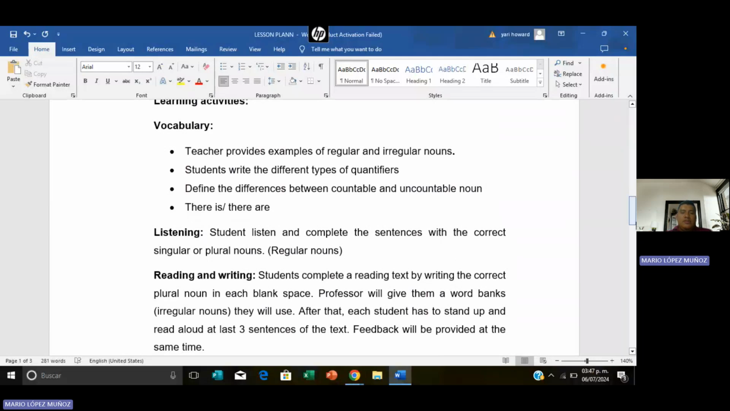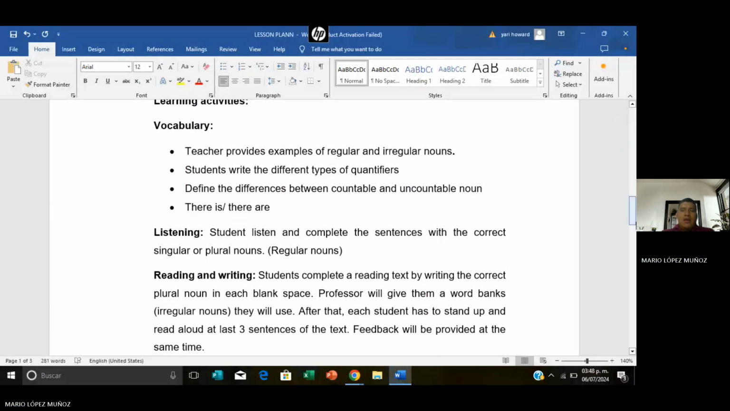With the vocabulary, students also learn different types of quantifiers. So I will provide those quantifiers like some, any, much, and many that they are going to use during the class. Also, they will know the difference between countable and uncountable nouns. So the key concept there is countable and uncountable. And also the use of there is and there are. Those are key vocabulary that they have to be aware of in order to have good outcomes at the end of this lesson.